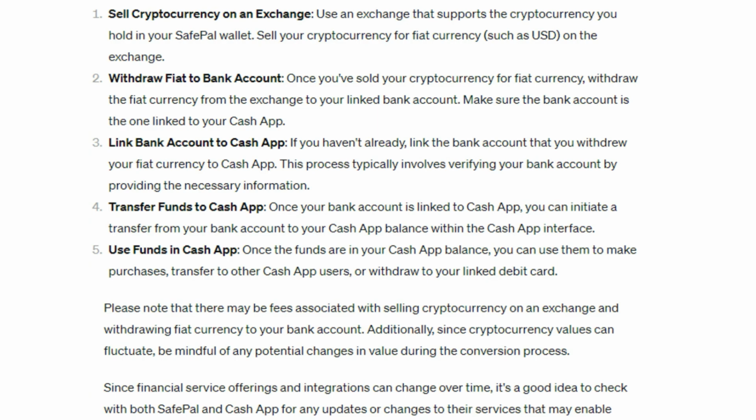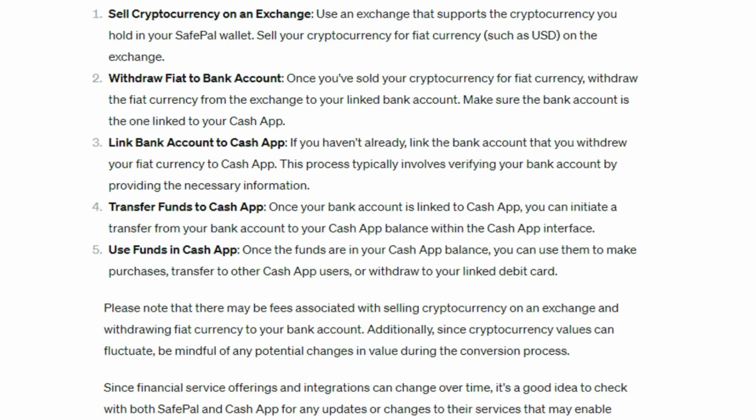On the other hand, Cash App is a peer-to-peer payment service primarily used for transferring fiat currency, such as US dollars between users. Now, given that SafePal deals with cryptocurrencies and Cash App deals with fiat currency, there isn't a direct way to withdraw money from SafePal to Cash App. However, what you can do is convert your cryptocurrency holdings in SafePal to a fiat currency, and then you can transfer the fiat currency to your Cash App account through a process involving a cryptocurrency exchange and a linked bank account.